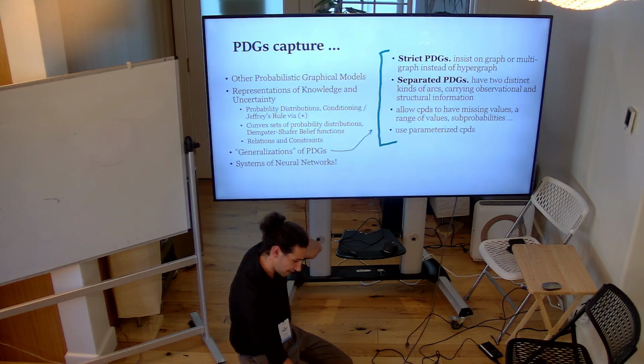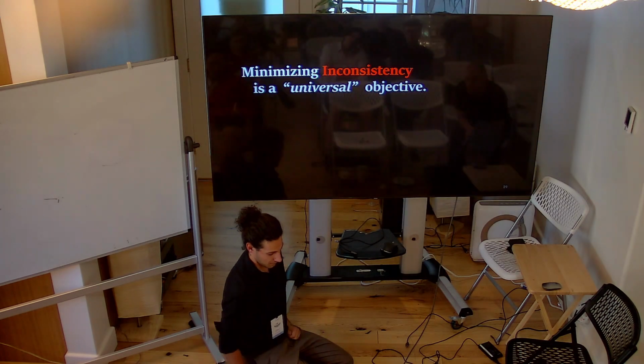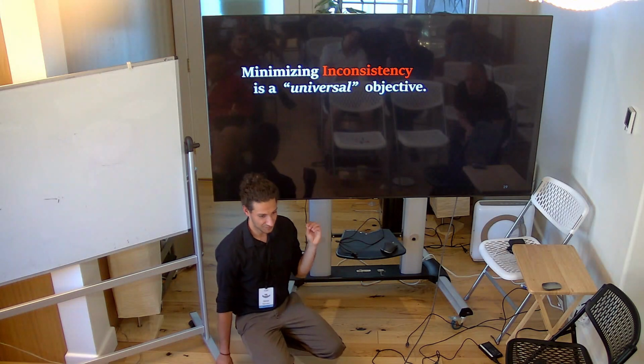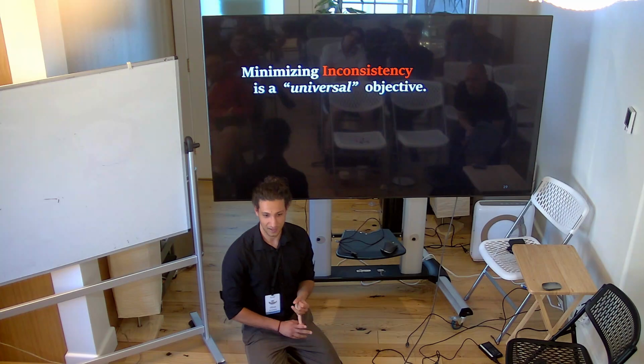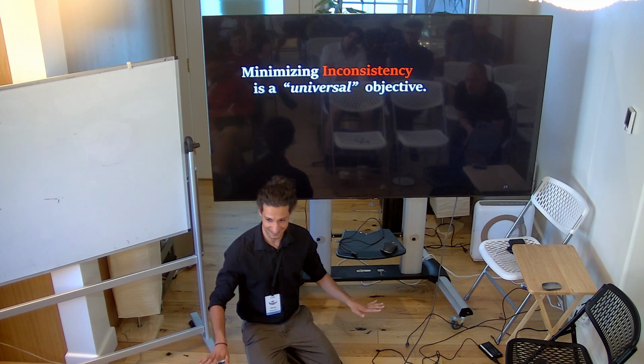Okay, now here's what I really want to focus on. The systems of neural networks can be captured really nicely with PDGs. So now we're back to the beginning of the talk again. We have this measure of inconsistency, and I'm going to claim that it's a universal objective, that it applies in almost every situation, and that in almost every situation it's the appropriate thing to minimize.